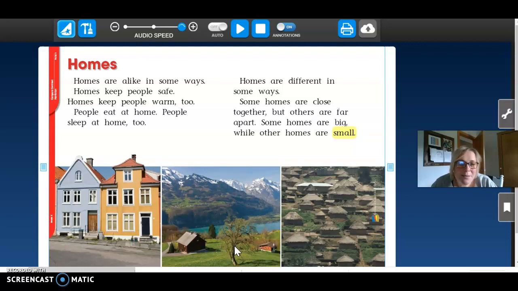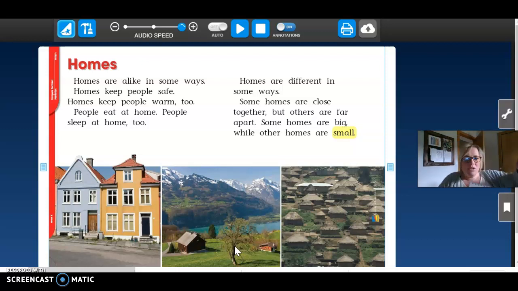Some are big, some are small, it said in the text. So this is just another example of how when we're reading, we can compare and contrast. And this nonfiction text is all about comparing and contrasting different kinds of homes. All right, so tomorrow, your job for Friday, May 8th, is to compare and contrast at home learning and at school learning.